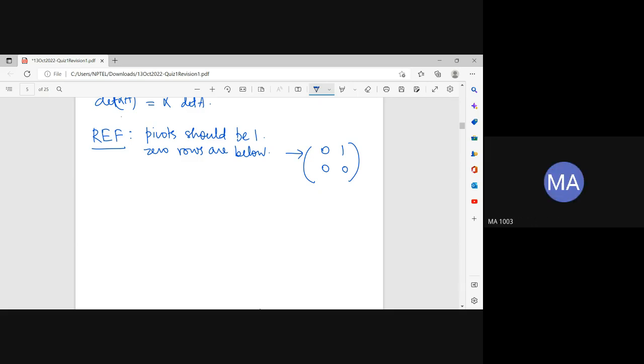We'll do an example. 1, so that's a pivot. The pivot is 1. What is the first non-zero entry of the second row? We don't have a non-zero entry. So we are not bothered about what leading entries are here. Then what are pivots?